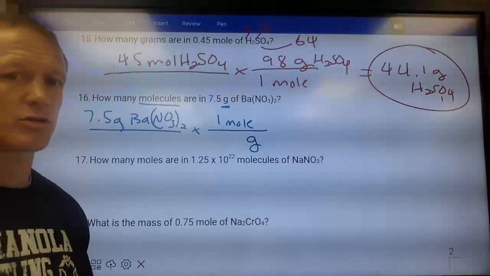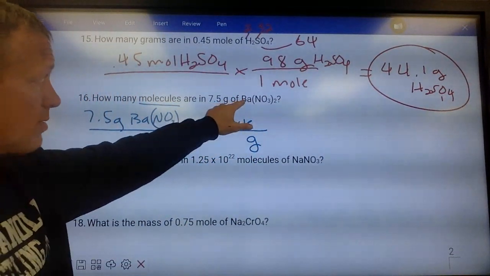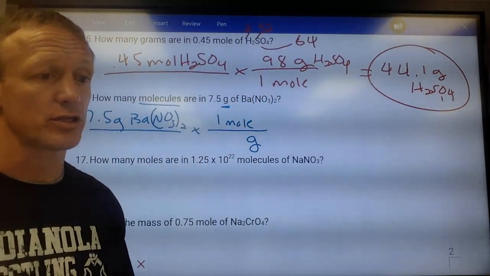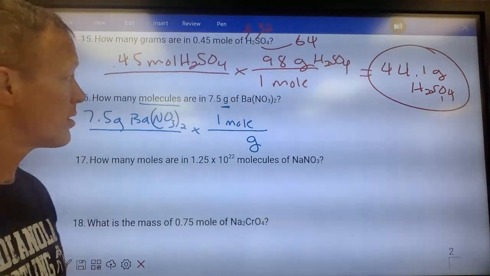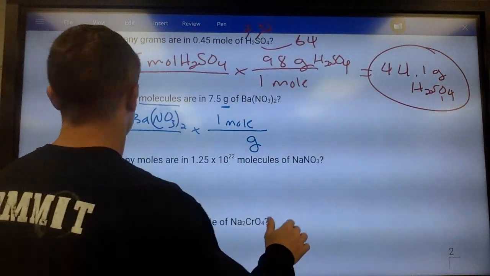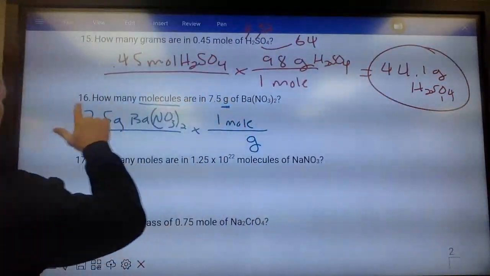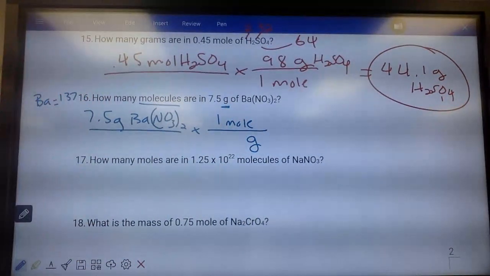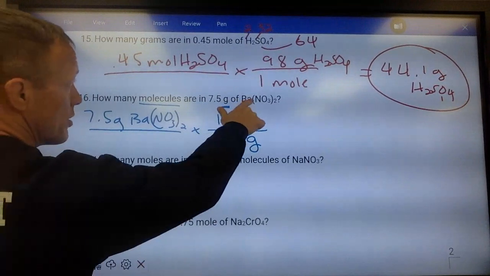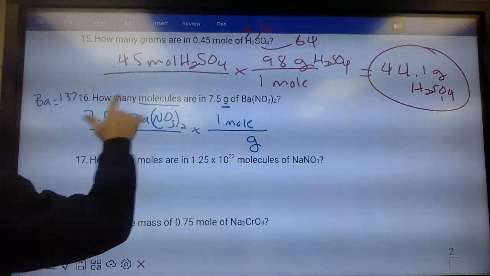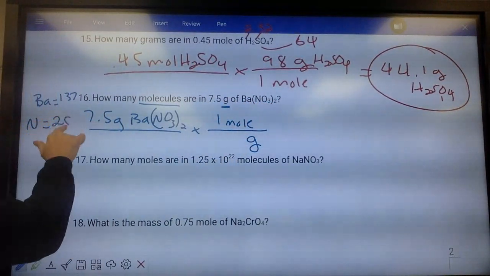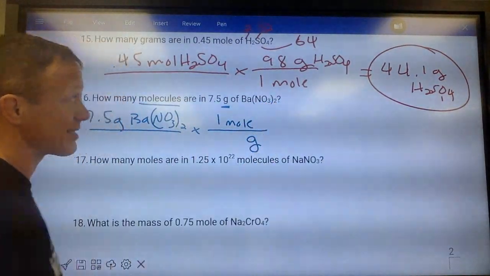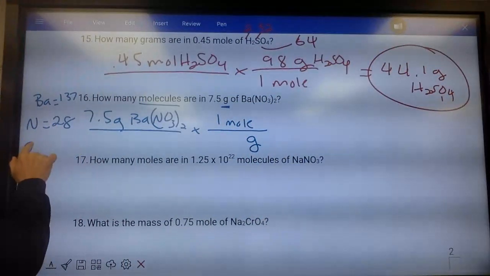So remember, grams comes off the periodic table. So we got to add up 1 Ba plus 2 nitrogens plus 6 oxygens. We got to add all those up. So barium is 137 grams in the periodic table. Nitrogen is 14 times 2 of them, so nitrogen is going to be 28 grams. And oxygen, there were 3, but it's doubled outside there, so 6 times 16 is 96 for oxygen.